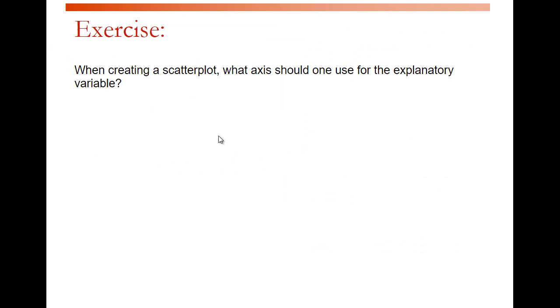All right, so let's do some exercises. When creating a scatter plot, what axis should one use for the explanatory variable? Well, I want you to pause, answer it for yourself, and then come back. For each of the questions that I'm asking now, you should pause, answer it yourself, and then unpause to see my answer. Well, in this case, remember the explanatory variable is always drawn on the horizontal axis.